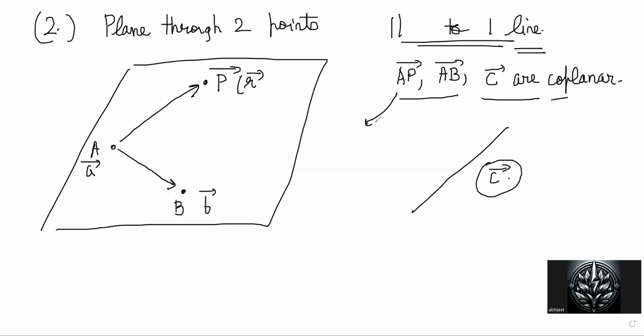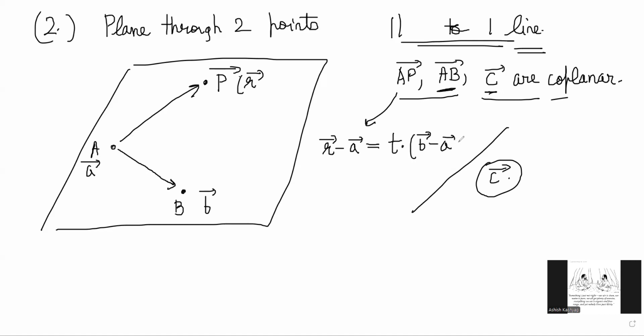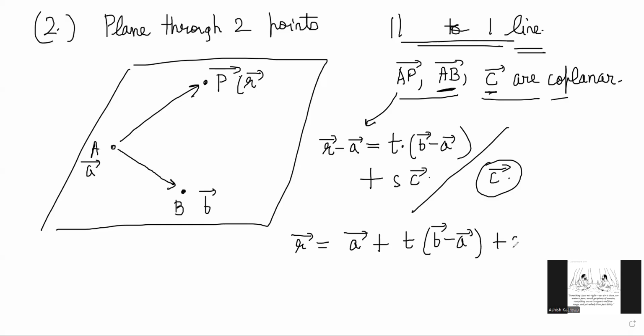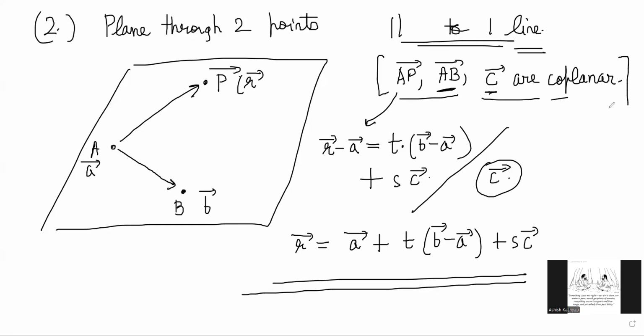Then again, I will do the same thing. R minus A can be written as some linear combination of AB and C. So T times B minus A plus S times C. And it will become like this. R is equal to A vector plus T times B minus A plus S times C. Nothing to remember here. The main idea is the concept. You need to know the concept of how we get the equations. There is nothing to memorize.